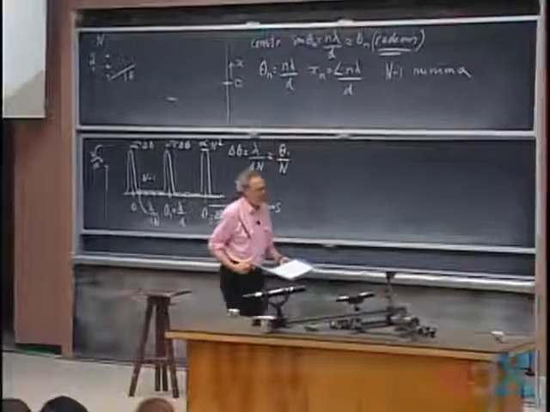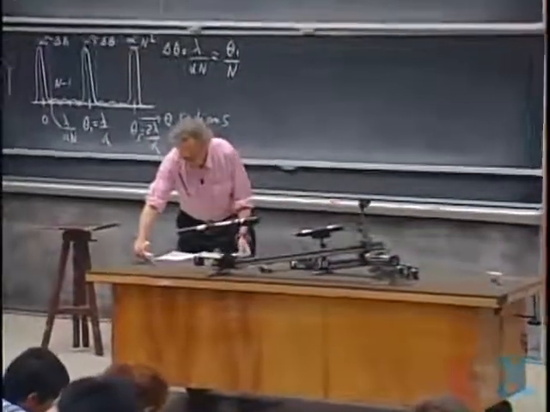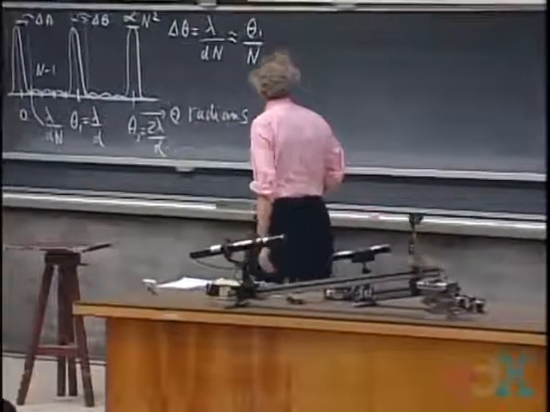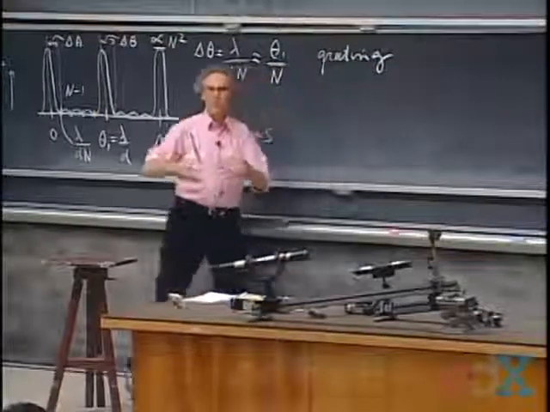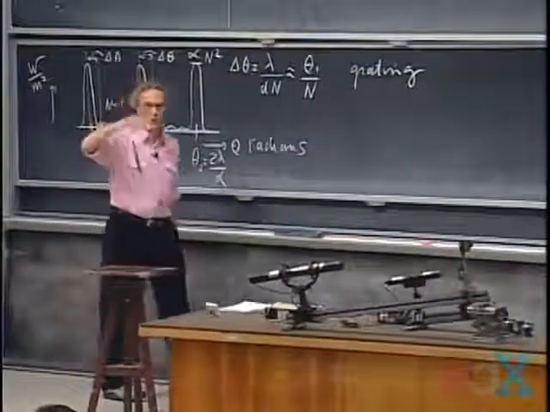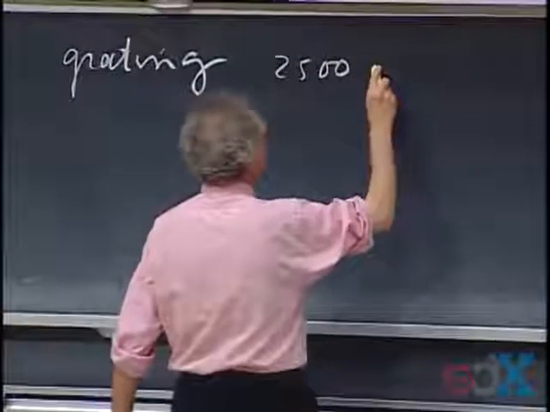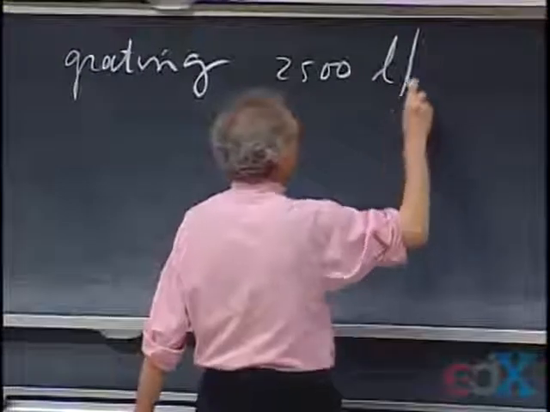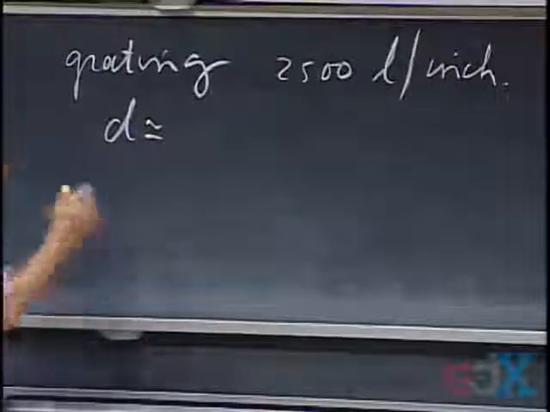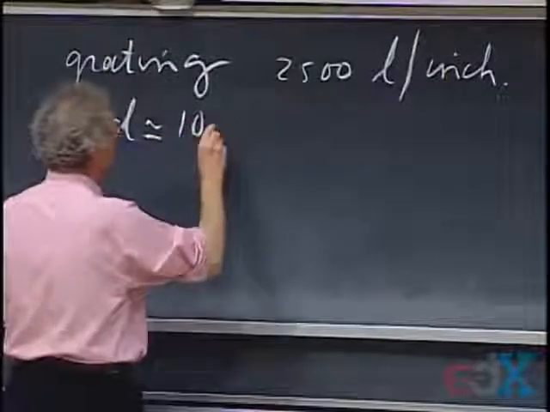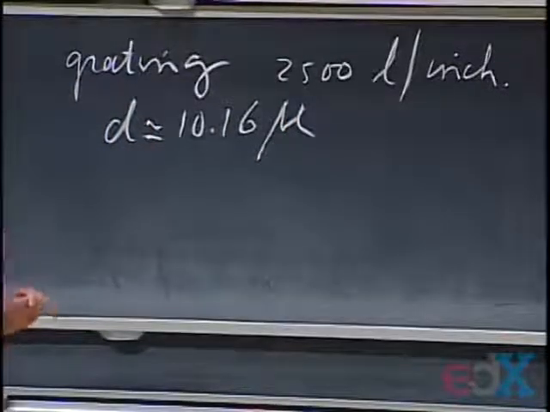And I want to demonstrate this to you using our red laser, which we have used before. And I will use what we call a grating. A grating is a plate which is specially prepared, a transparent plate, which has grooves in it. And the one that I will use has 2,500 grooves, we call them lines, per inch. That means the separation d between two adjacent grooves, in my case, is about 2.16 microns. A micron is 10 to the minus 6 meters.